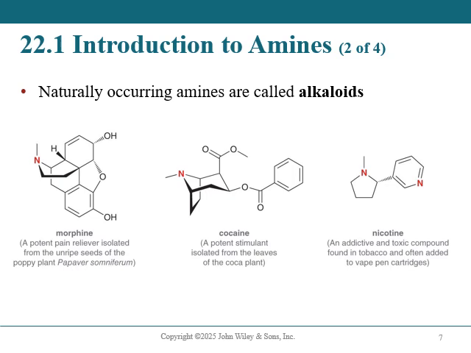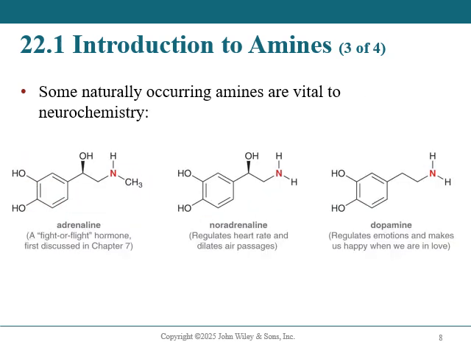Amines that are naturally occurring are known as alkaloids. We have a few examples here. Some names that are fairly common, such as morphine, cocaine, nicotine. You can see the nitrogen, those amines are tertiary in many of these cases. We also have adrenaline, noradrenaline, and dopamine. So that means that they are very important towards our neurochemistry.